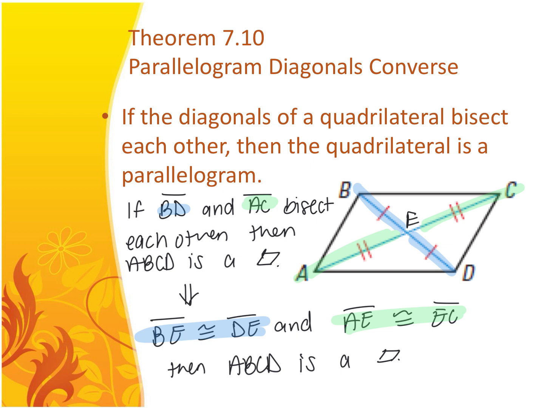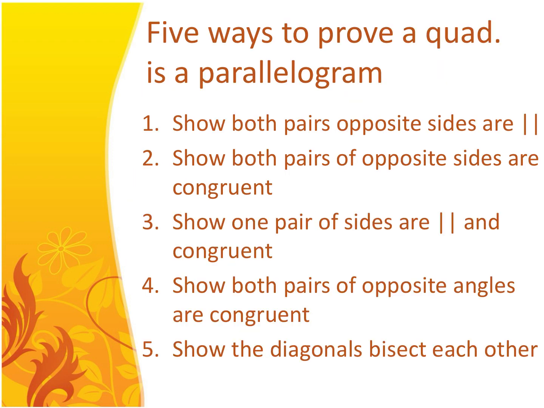So definitely understand what the congruency marks mean. If it's 1 and 1 mark, they're congruent. If it's 2 marks together, they're congruent. So definitely try and match them up. This is everything summed up. These are all 5 ways to prove that a quadrilateral is a parallelogram.